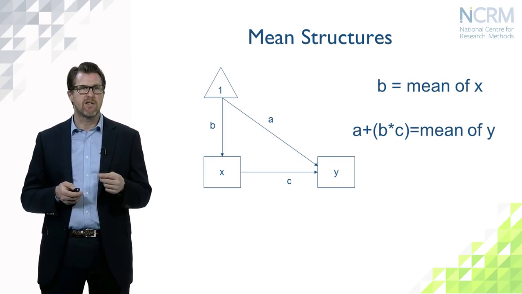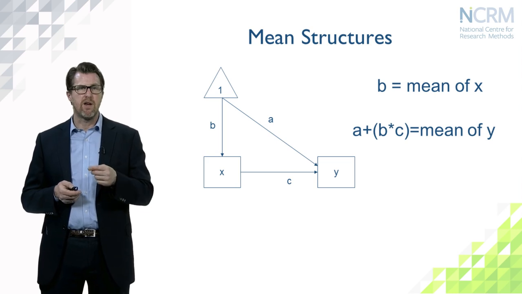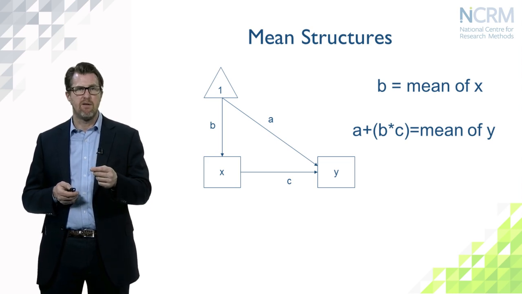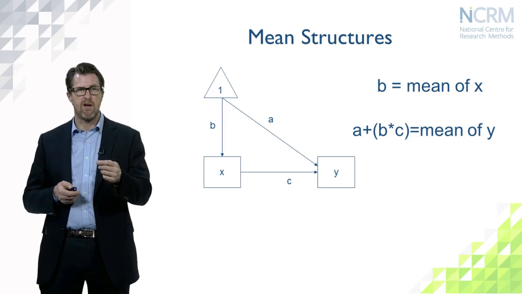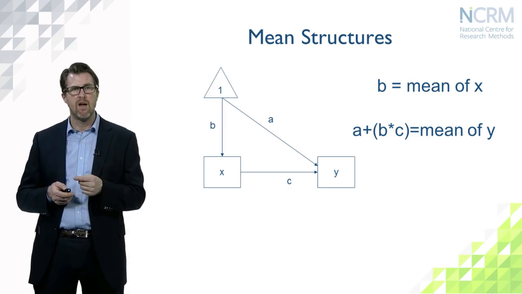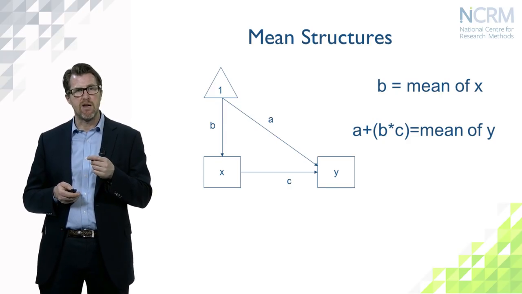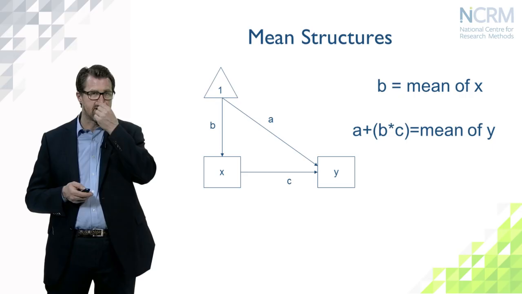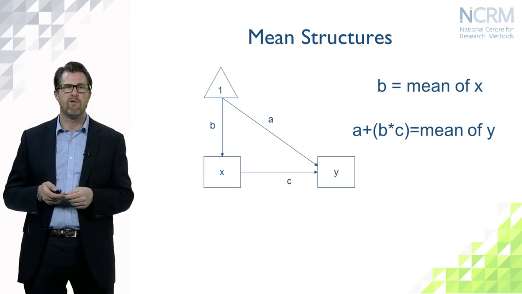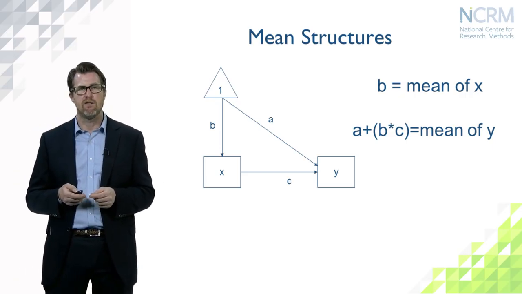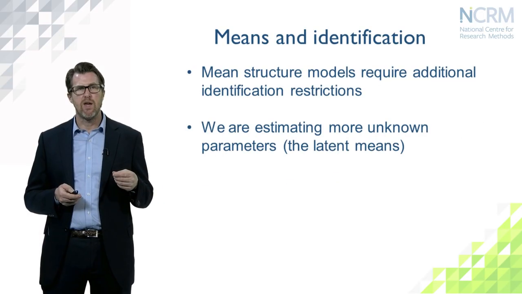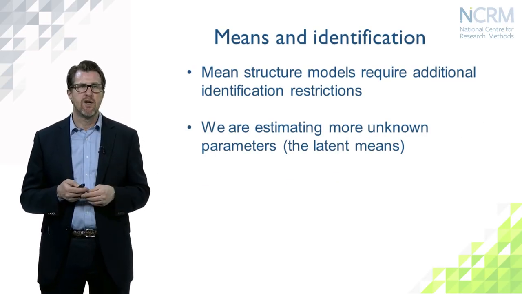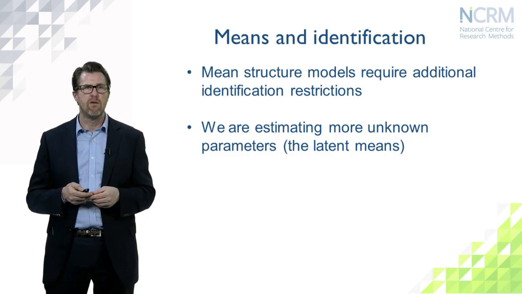So by adding in this constant, we can estimate the mean of x, which is simply the coefficient b, and we can estimate the mean of y by taking the sum of a and the product of b and c. That's the total effect, the sum of the direct and the indirect effects. So that's how we introduce means into our model.